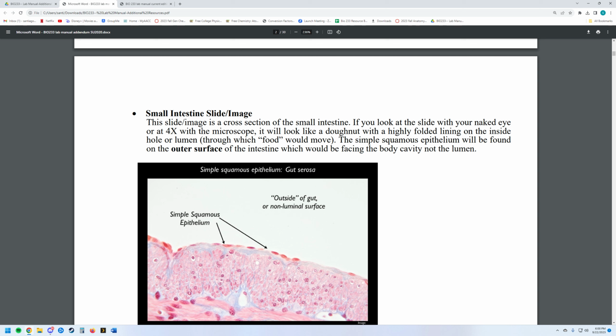The small intestine slide is a cross section of the small intestine. If you look at the slide with your naked eye or at 4 times with a microscope, it will look like a donut with a highly folded lining on the inside hole, or lumen, through which food would move. The simple squamous epithelium will be found on the outer surface of the intestine, which would be facing the body cavity, not the lumen.